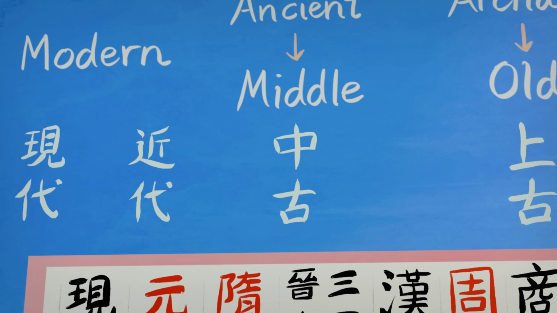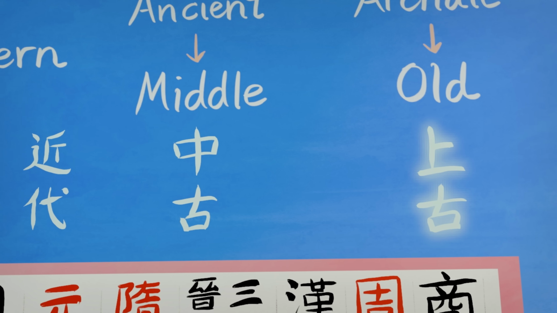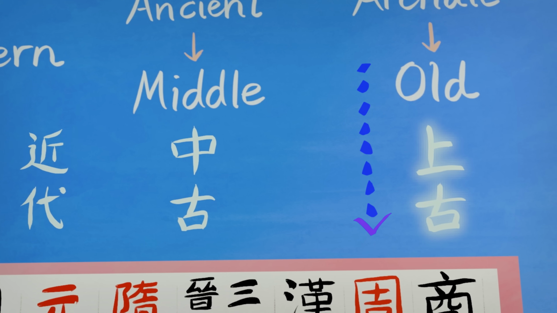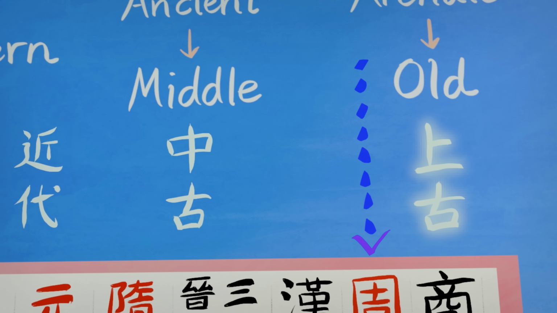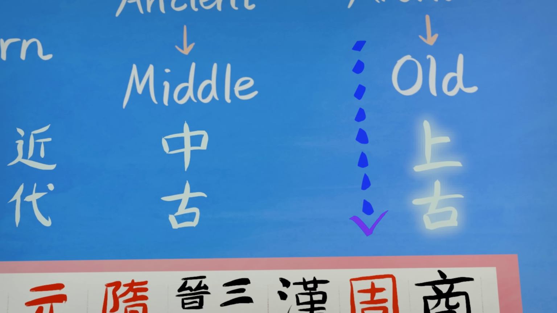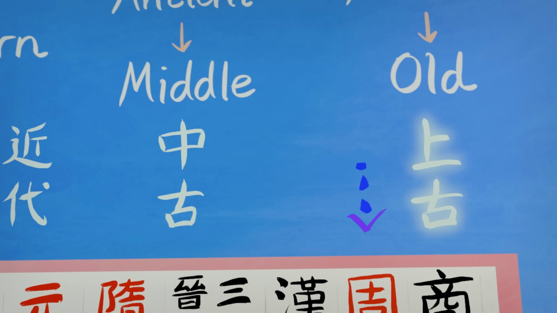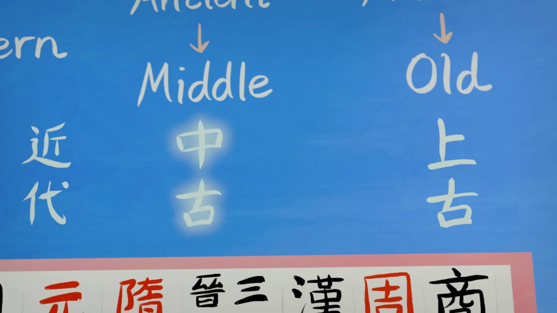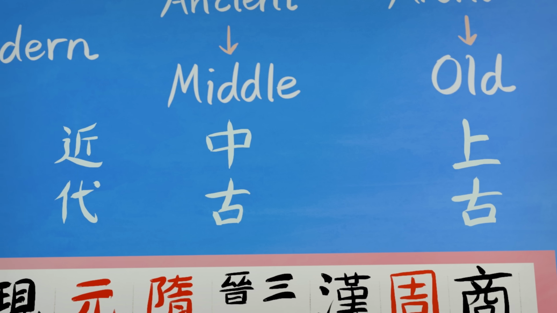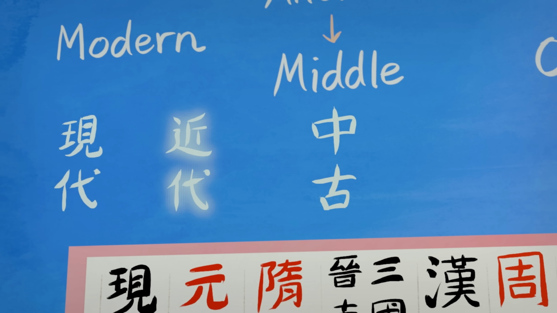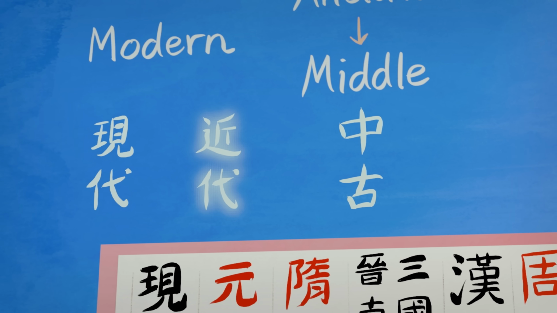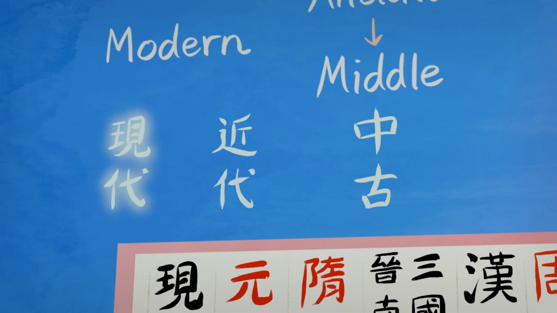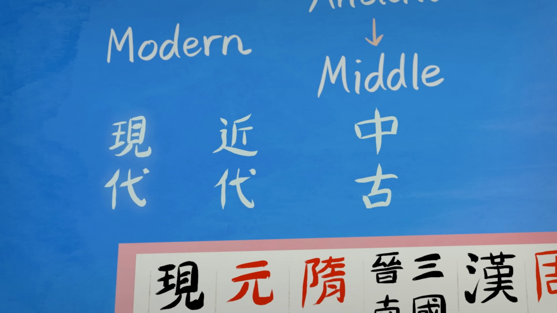The first old is upper old. I've mentioned before that up is earlier and down is later, so here the up is like saying early old. Then center or middle, so middle old. The next has near, so it's near era. And finally, we are here, now or current era.